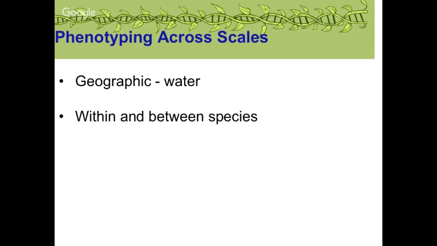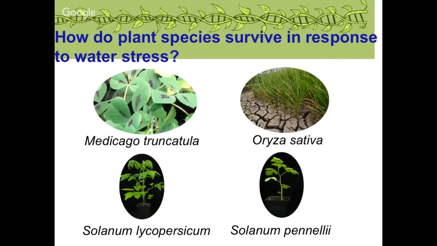We're also interested in exploring both within and between species, and this is part of a really large 4 research group project that's being funded by the NSF Plant Genome Research Program. And so collectively, we're looking at 4 different plant species. So Medicago truncatula, which is looked at by the group of Roger Deal at Emory University. Rice, which is looked at by the group of Julia Bailey-Serres.